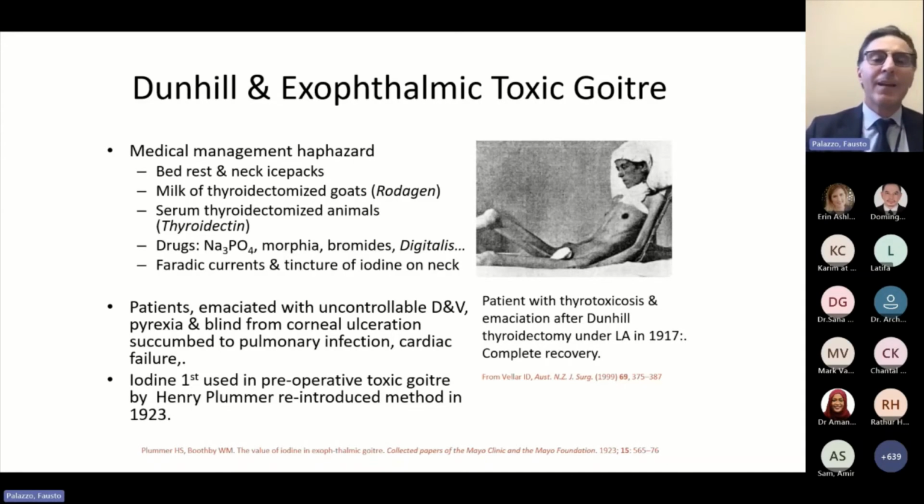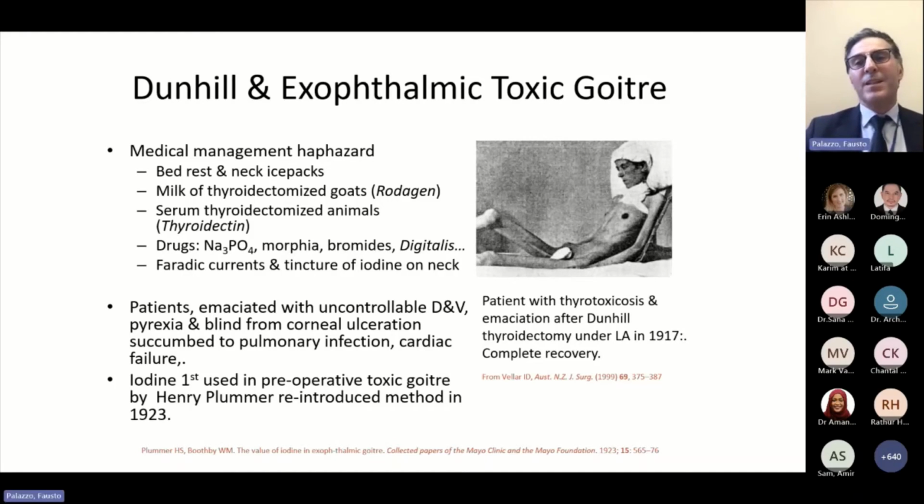It consisted of ice packs and bed rest, and giving people milk of thyroidectomized goats, or a variety of drugs, or even using electric currents. And these patients basically died. They died of cardiorespiratory failure, diarrhea and vomiting, and they often became blind from corneal ulceration, which of course will be relevant to the talk that's about to follow mine.